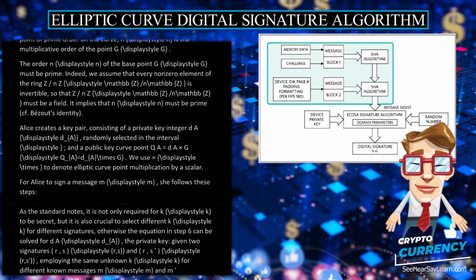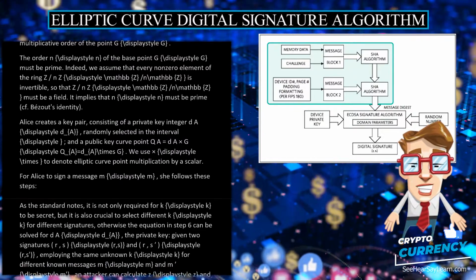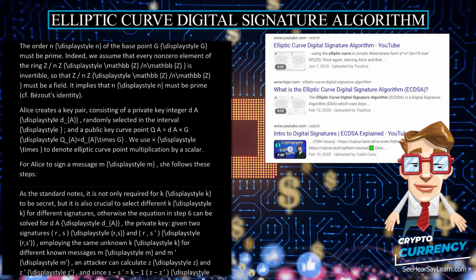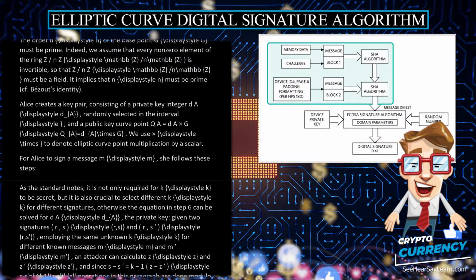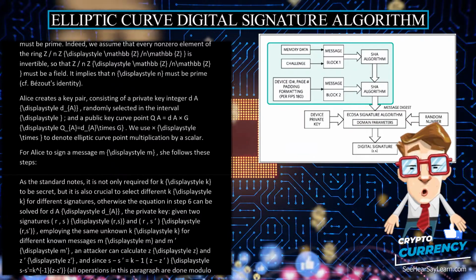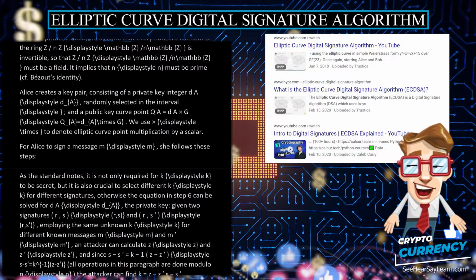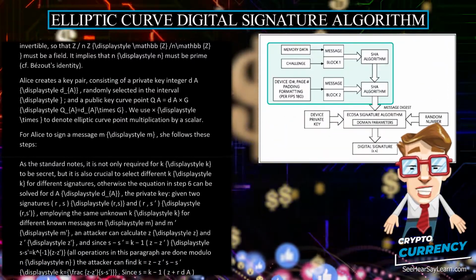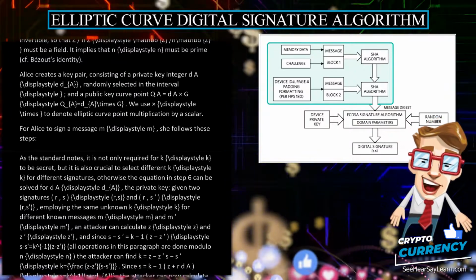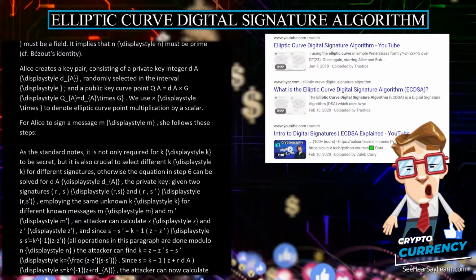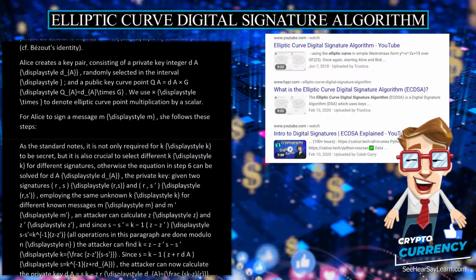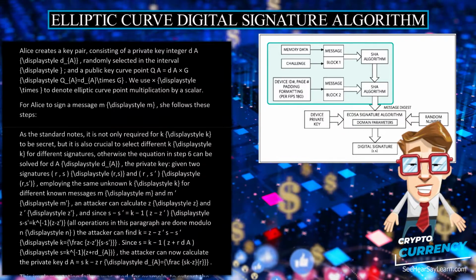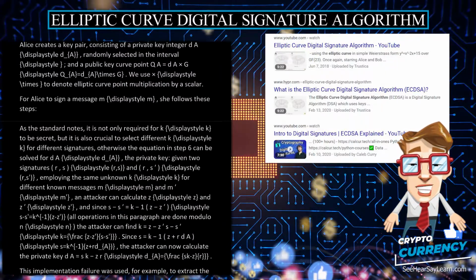Alice creates a key pair, consisting of a private key integer d_A, randomly selected in the interval [1, n-1], and a public key curve point Q_A equals d_A times G. We use times to denote elliptic curve point multiplication by a scalar. For Alice to sign a message m, she follows these steps.